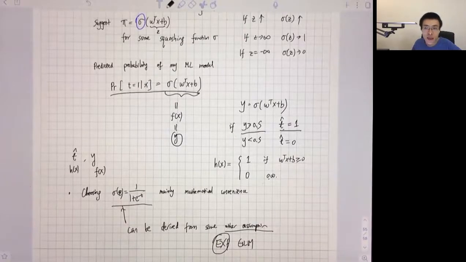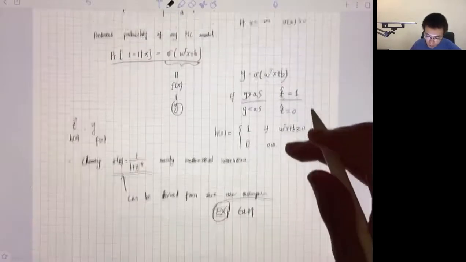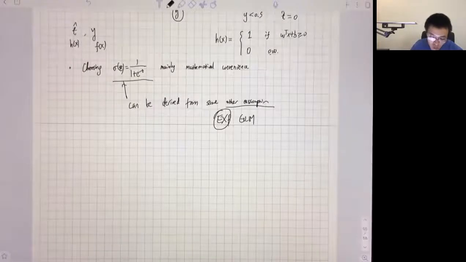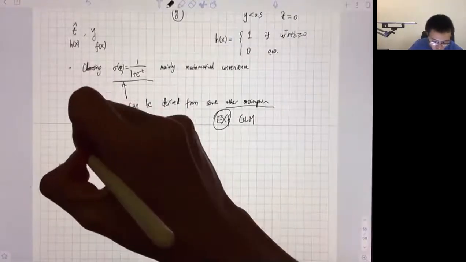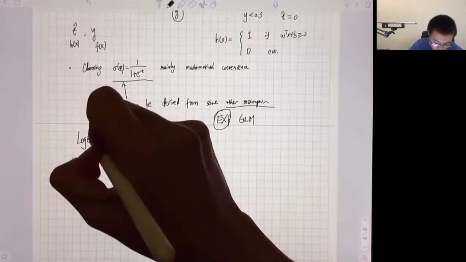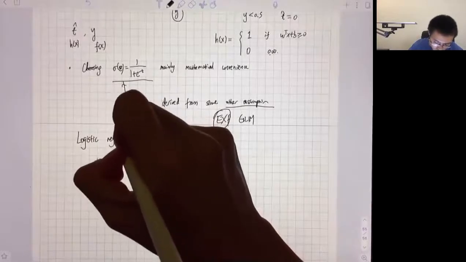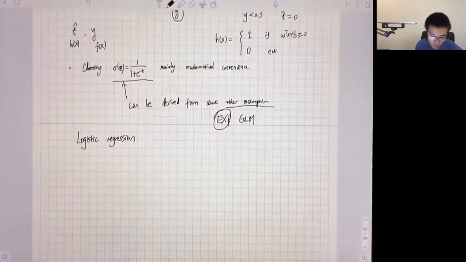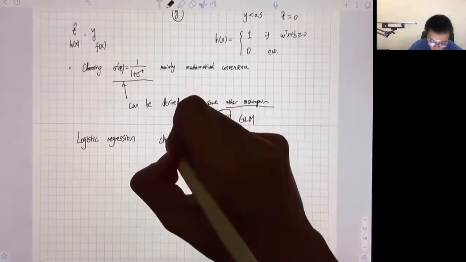Okay, good. Now we know the model, which is how you would like to estimate the probability of your target being 1. And now you automatically know that the probability of the target being 0 is 1 minus that, right? So the name for this model is known as logistic regression. Okay. And it's in fact a classification problem.